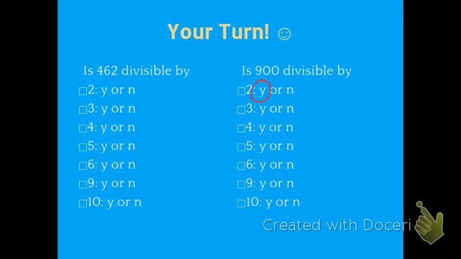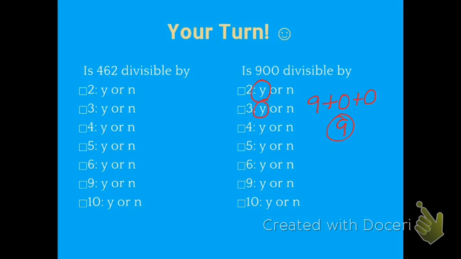No. What's the rule for 3? Look at the rule for 3 real quick. If you add up the what? Add up the digits, right? Then, so if we add 9 plus 0 plus 0, what are we going to get? 9. Okay, and then we just have to decide, does 3 divide evenly into 9? Yes. So 900 is divisible by 3.